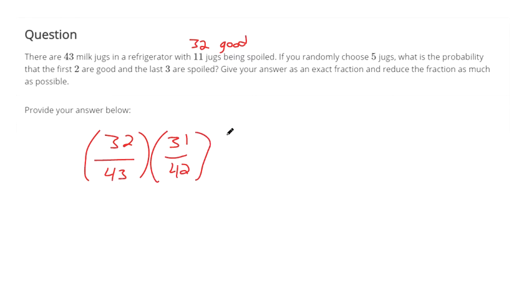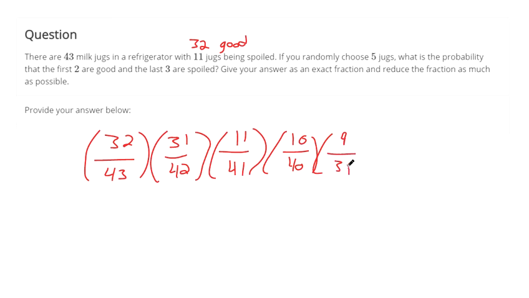And the last 3 are spoiled. Well, there's still 11 jugs that are spoiled. We haven't picked any of them. But now there's only 41 jugs to pick from because we subtracted a jug out when we took the second one. We're down to 41 jugs because we keep picking more. And then there's 10 out of 40. And then there's 9 out of 39.